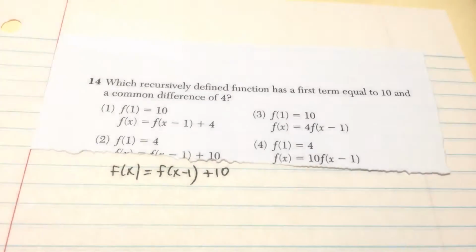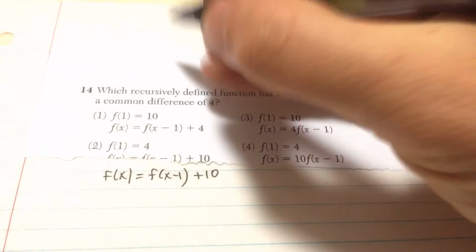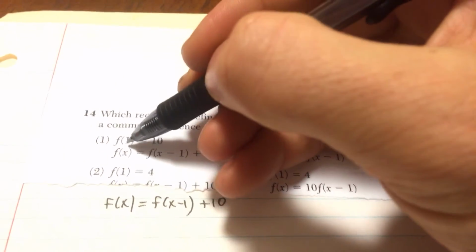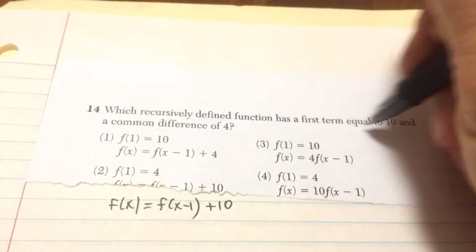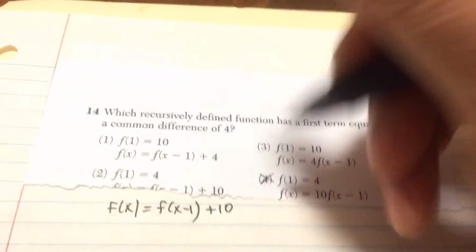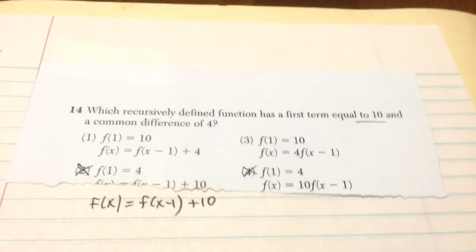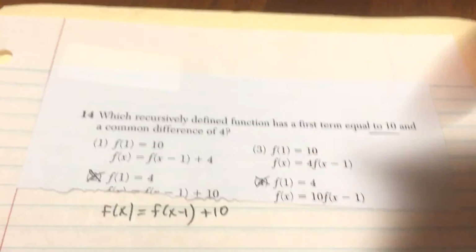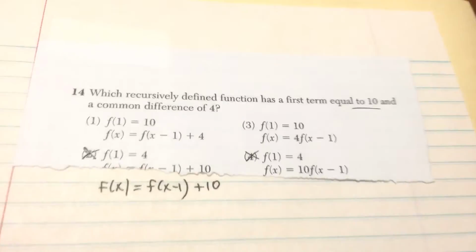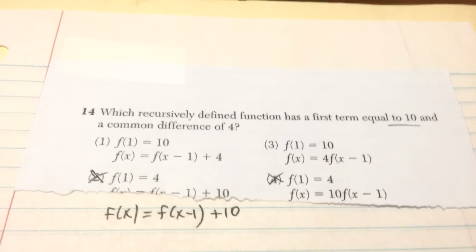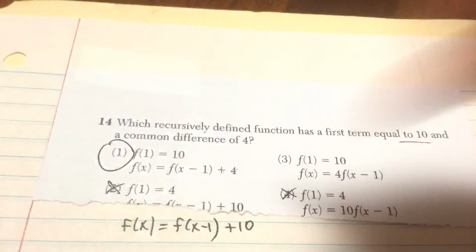Number 14 is another question that basically says which one looks like the right answer. The first term, this f of the number, is basically saying the first term of this function. The first term equal to 10 is going to be between choices 1 and 3. It has a common difference of 4, so a difference of 4 means that 4 was added on to the previous amount, and then the next amount, and then the next amount. 4 was added on to the previous amount. This is choice number 1.